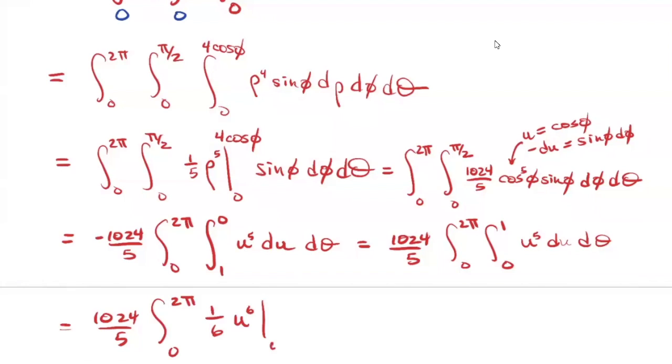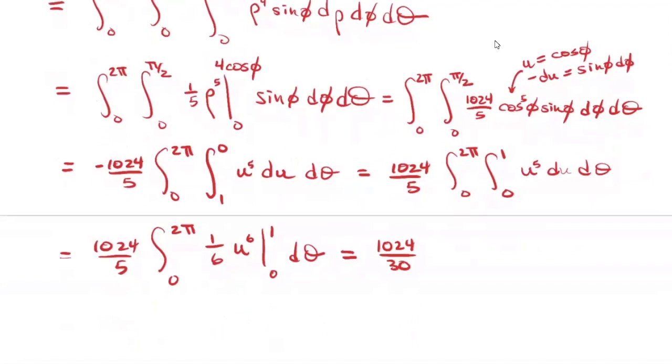From 0 to 1, that'll just be a 6th. And then that'll be theta. So I think we're getting 1024 divided by 30, and of course that'll reduce. We'll do that in the next step. And it's just an integral from 0 to 2 pi d theta.